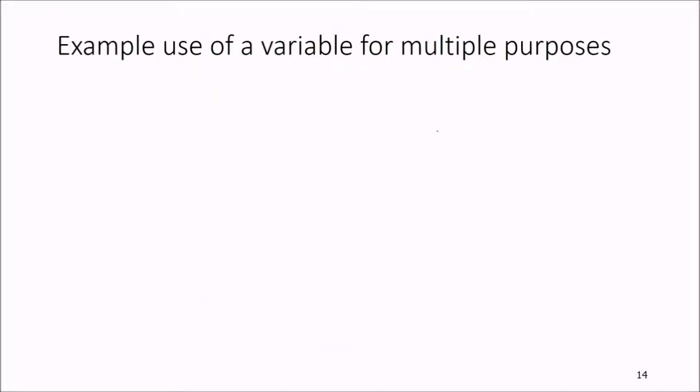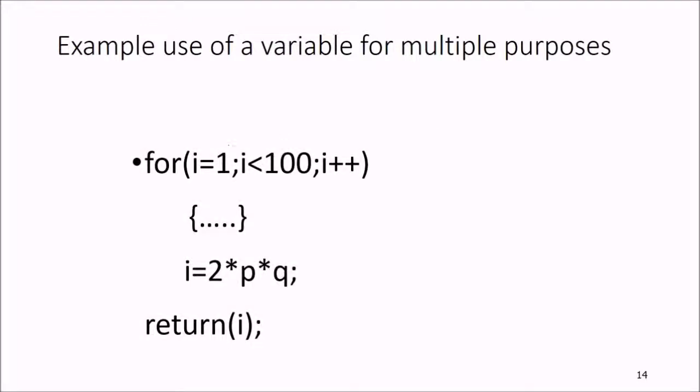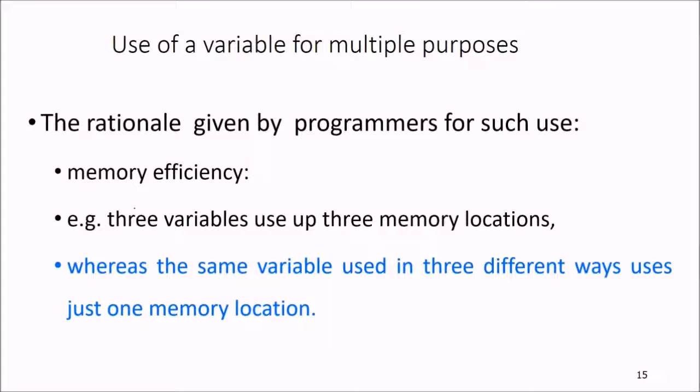What may be an example of using a variable for multiple purposes? Here you are using i and doing some stuff, and then again you are using i equal to 2 into p into q, storing some results, and you are returning i also. This kind of use should really be discouraged. And what about the use of a variable for multiple purposes? They are going to affect the code.